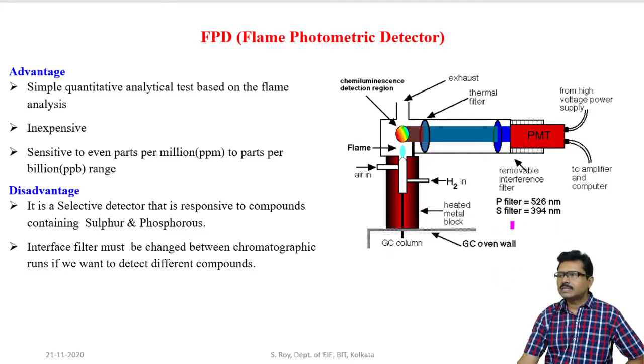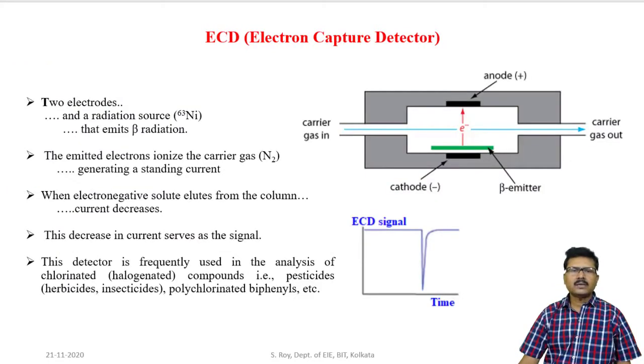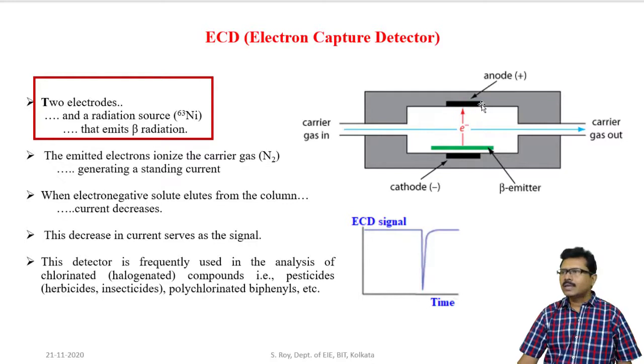When we want to detect sulfur compound, corresponding filter will be used here. Next time if we want to detect phosphorus compound, this filter should be changed, which will allow light energy with 526 nanometer. Next, coming to electron capture detector. By the name we can easily understand that there will be electron capturing phenomena. In electron capture detector, two electrodes are there in the cavity. One electrode is anode, another electrode is cathode.